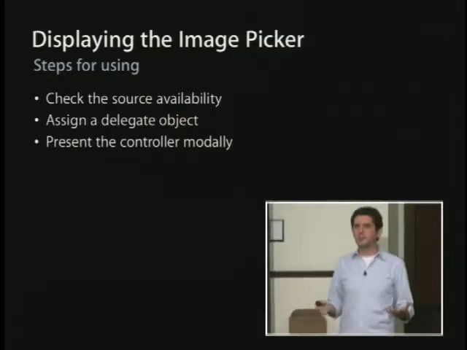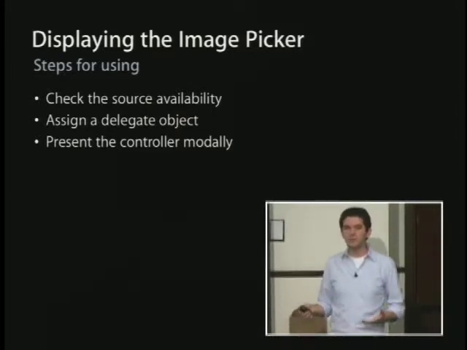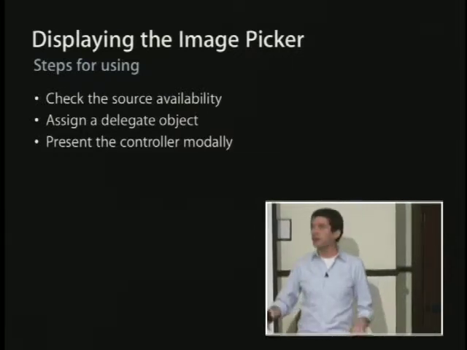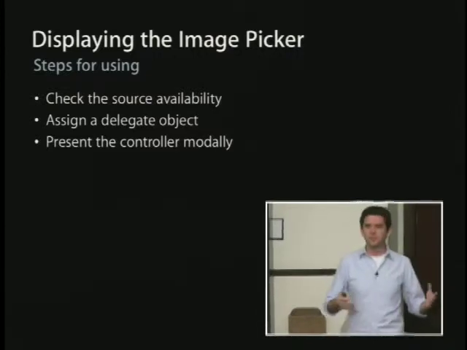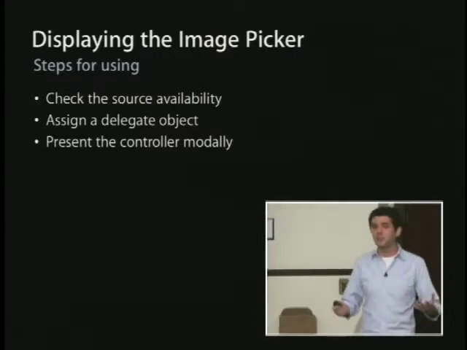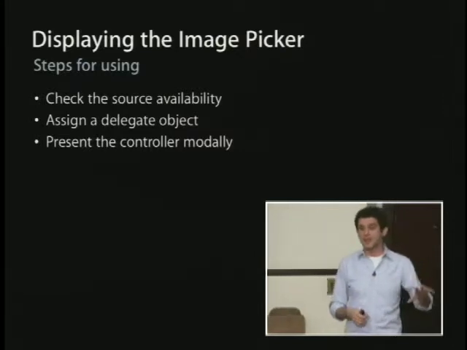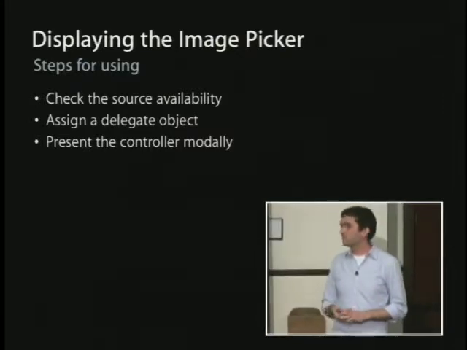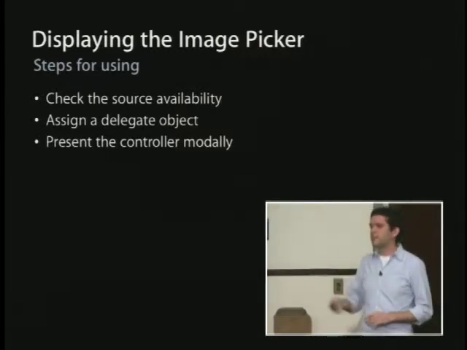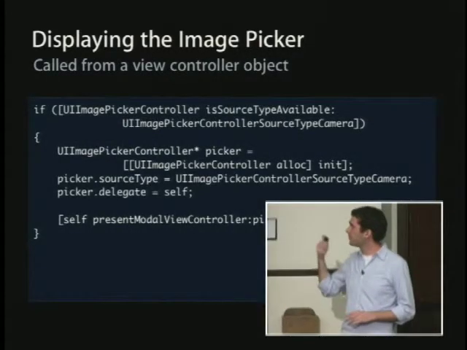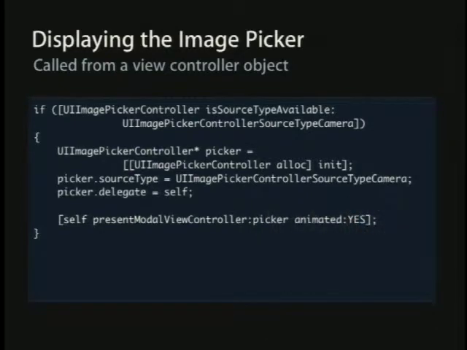So if you're interested in a particular type of image or asking the user for a particular source, you first want to verify that that source is available. And there's some API that we'll look at that lets you do that. Once you're sure that the thing you're interested in is available, so if you want to take a video, you've made sure the device actually has video capability, then you want to assign your delegate object after you allocate your UI Image Picker Controller, and then present that controller modally. It's pretty easy.